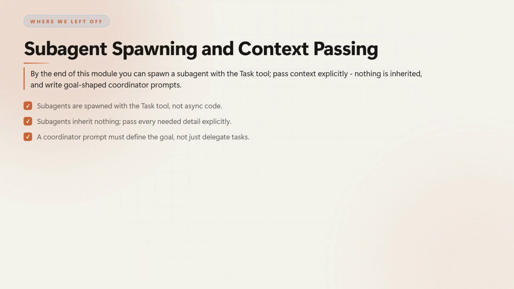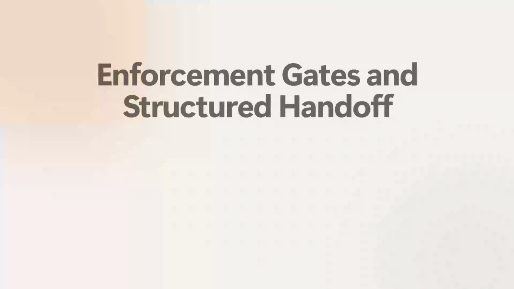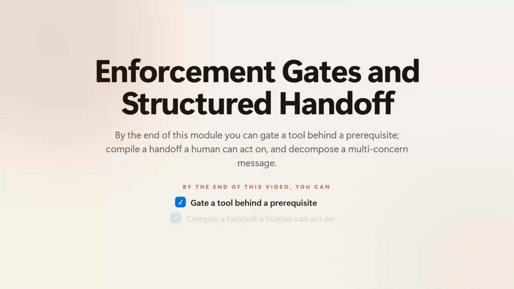Let's start with the enforcement gate. By the end of this module, you can gate a tool behind a prerequisite, compile a handoff a human can act on, and decompose a multi-concern message. Here is how this module builds up.